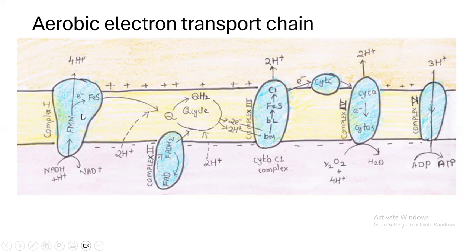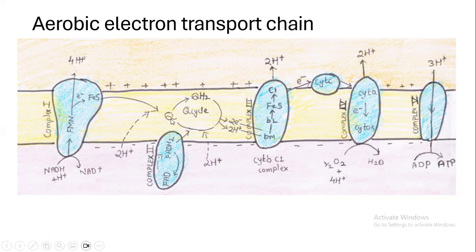So the process will start with complex 1, which is also known as the NADH dehydrogenase complex. This binds to NADH and extracts protons and electrons from it. The electrons and protons are transferred to the FMN molecule, and then the electrons are transferred to an iron-sulfur protein, through which they are further dumped onto a quinone molecule. During this step, the protons are pumped across the membrane, contributing to the generation of a proton motive force.